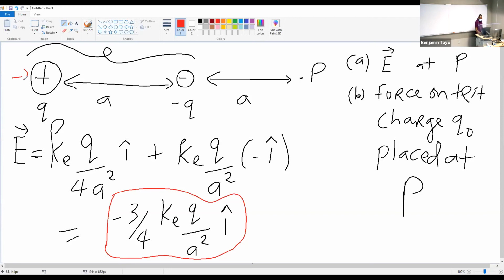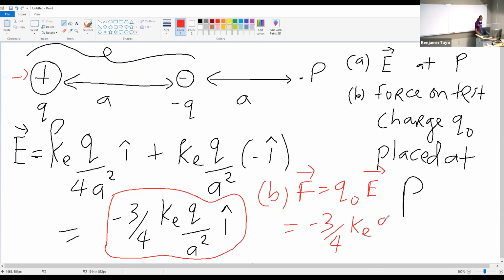Now, for part B, when I calculate the force on the test charge, again, I just take my Q naught and multiply by my electric field. So do you see that this is going to be negative 3/4 k_e Q times Q naught.